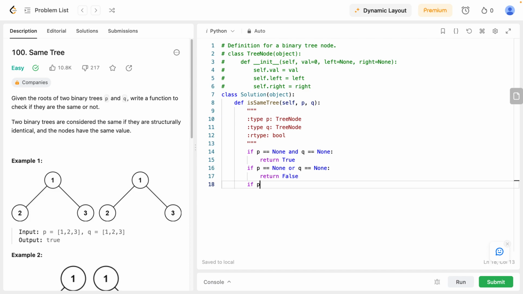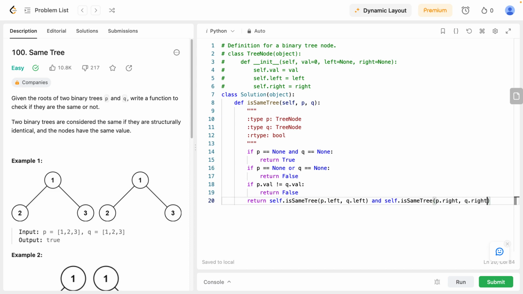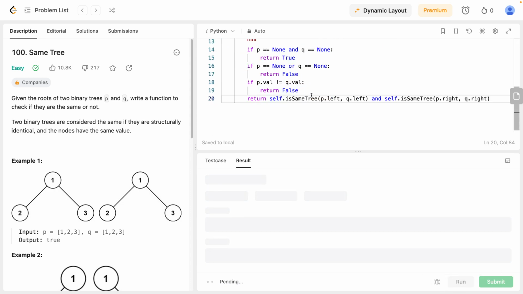In the last case, if the values of P and Q are different, return false. That means the values don't match. Then we traverse left. That is it. So we traverse both left and right side.